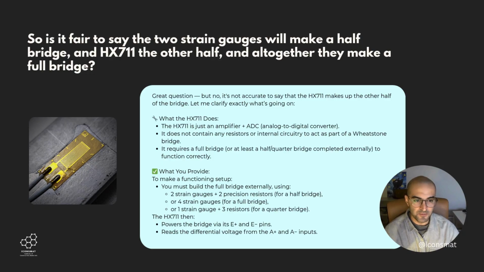So let's figure out what kind of scenarios are available. To make a functioning setup, you must build a full bridge externally using two strain gauges plus two precision resistors. So if you only have two strain gauges, you have to add two external resistors. Or if you have four strain gauges, you already have your full bridge. Congrats, you can just connect it to the amplifier, and from the amplifier to the microcontroller. Or if you have one strain gauge, you're going to need three resistors to create that full bridge. So this configuration is also called a quarter bridge.